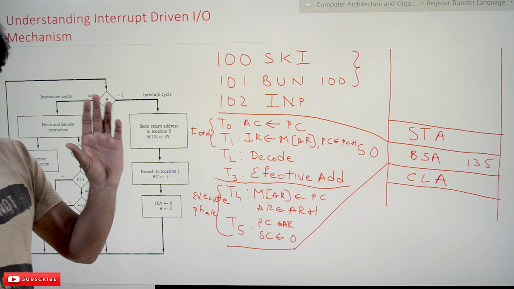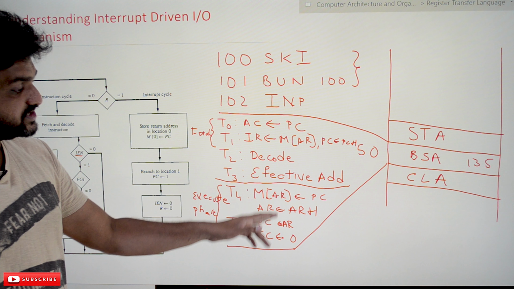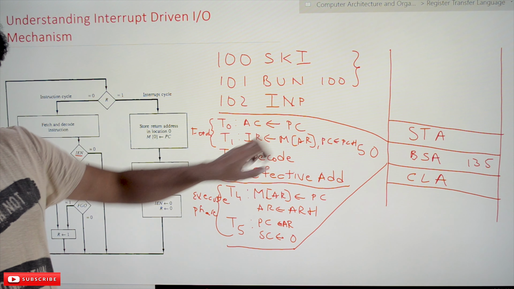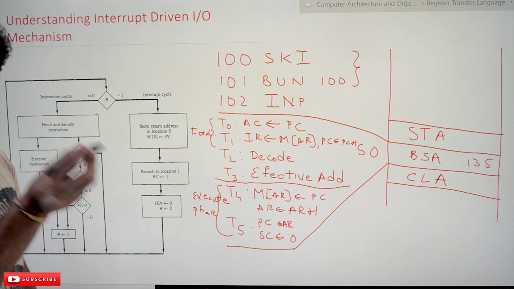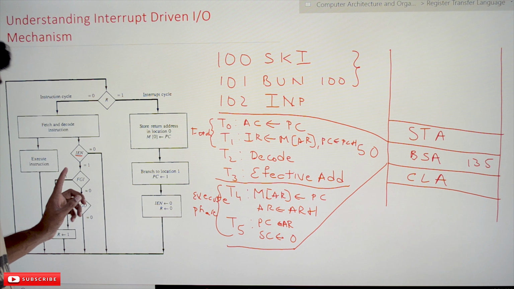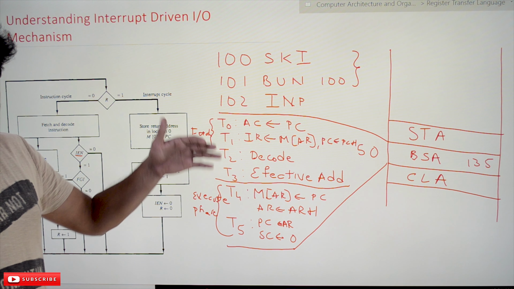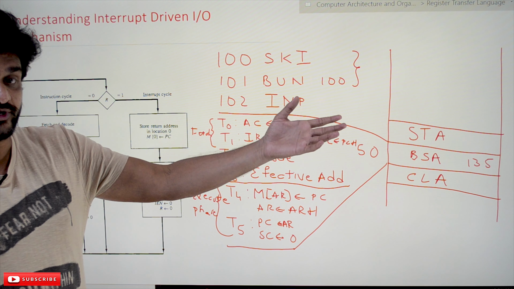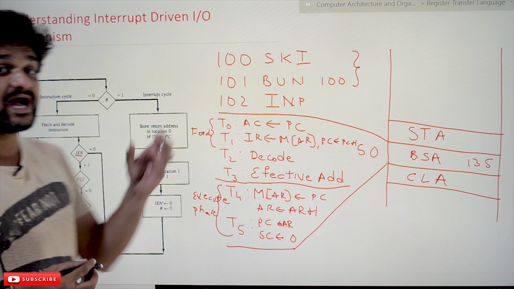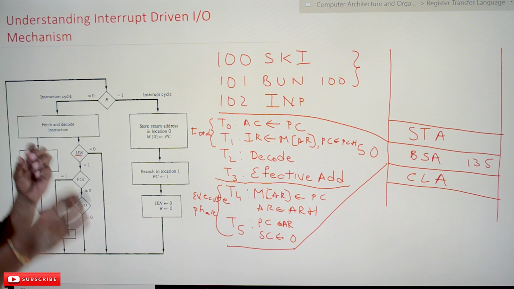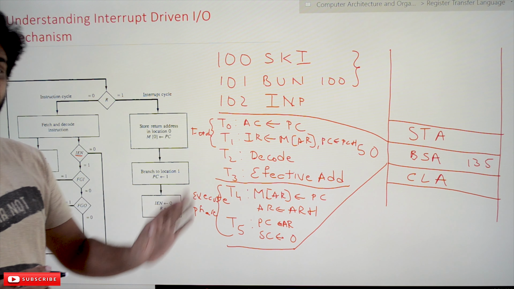Whenever the computer is running the user program, the interrupt enable will be made 1. Whenever the computer is running in the supervisor mode, meaning whenever it is doing I/O operation, this interrupt enable is made 0. How it is made, we will try to understand in our later videos.